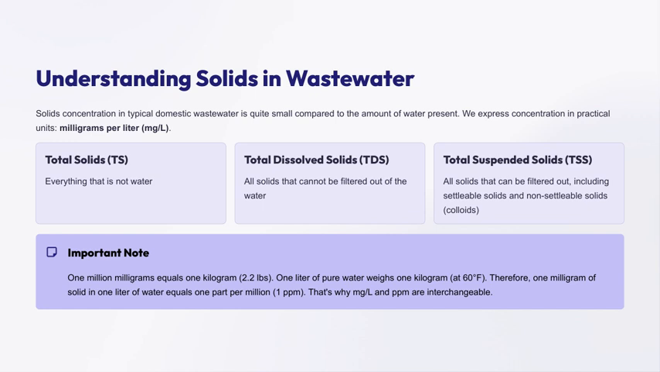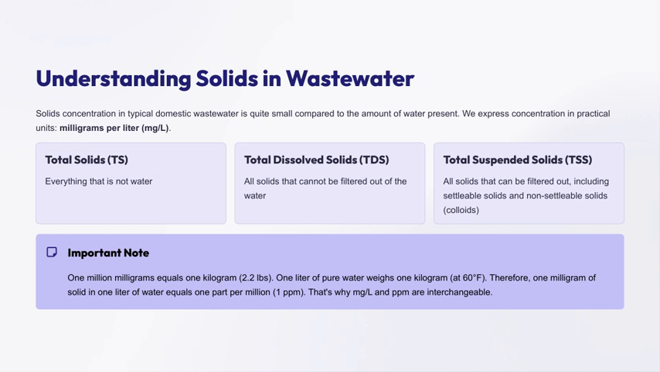And here's an important note. 1 million milligrams equals 1 kilogram, which is about 2.2 pounds. Also, at 60 degrees Fahrenheit, 1 liter of pure water weighs 1 kilogram. So, if there's 1 milligram of solid in 1 liter of water, that's equivalent to 1 part per million, or ppm. That's why mg/L and ppm are often used interchangeably in this context.